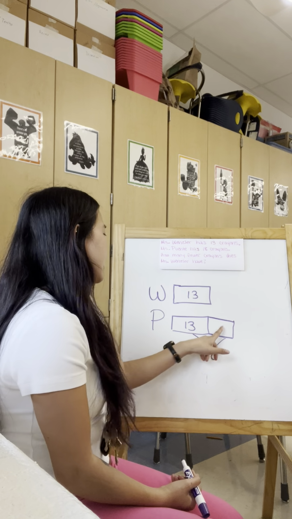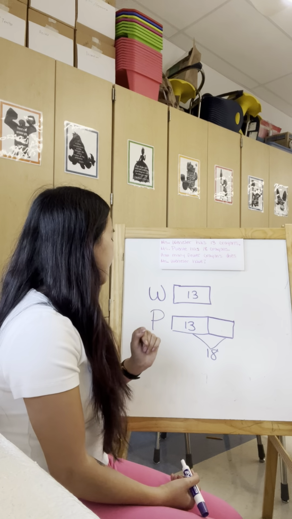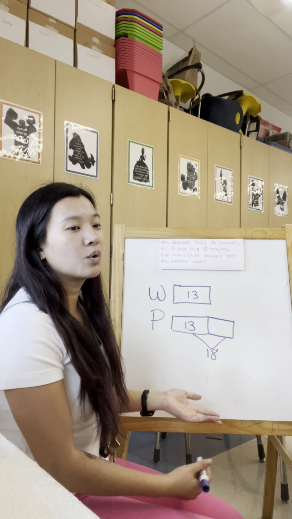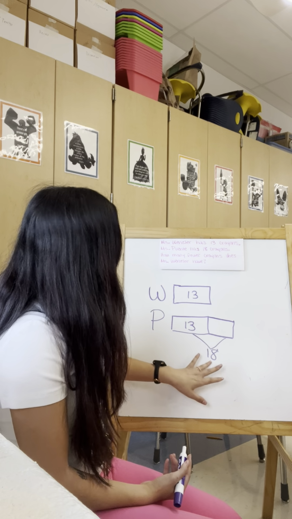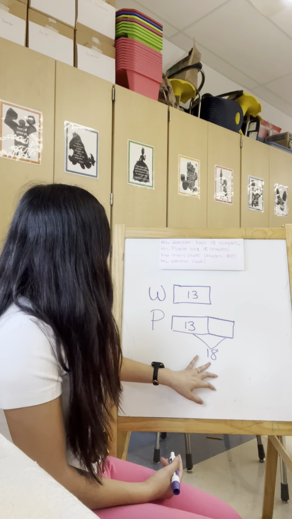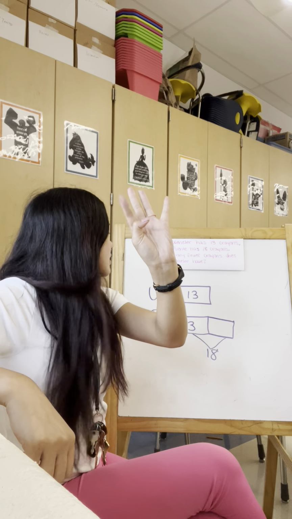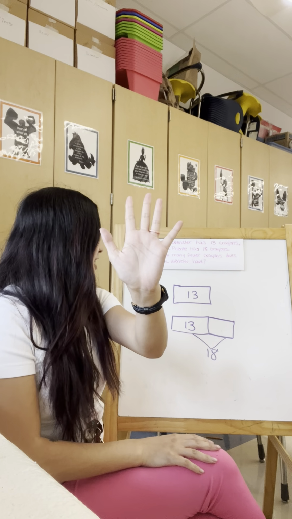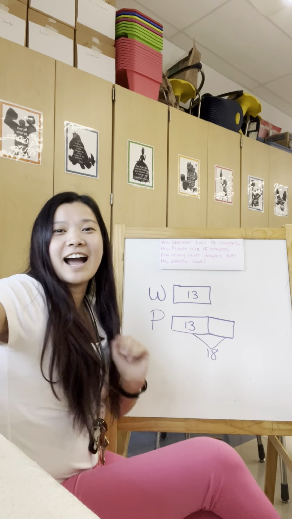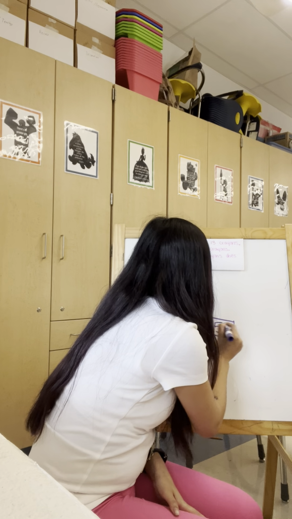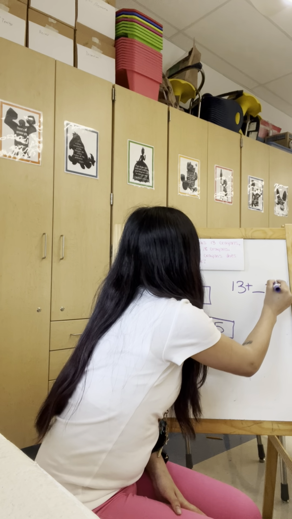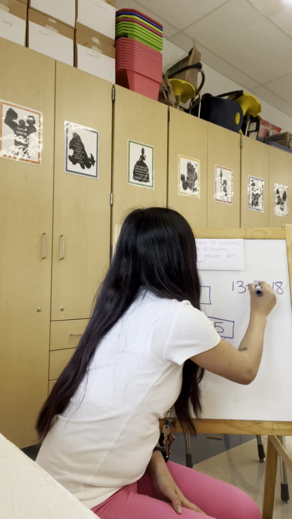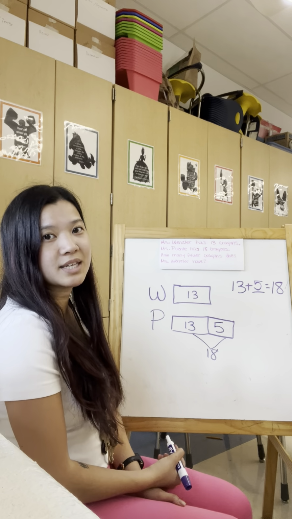So to find out that missing part, I need to either count on or subtract. So let's count on first. I'm going to stick my part 13 in my head and stop when I get to my whole 18. 13, 14, 15, 16, 17, 18. I stop there, and I see I added 5 more. So 13 plus our missing part equals 18. And we know that that's 5 now. 13 plus 5 equals 18.